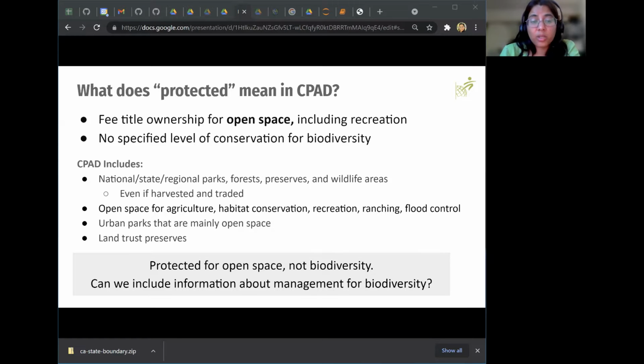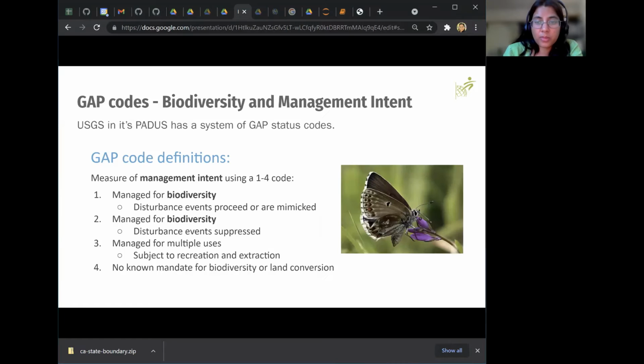So the question is, can we include information about management for biodiversity? We think yes, especially through USGS's system of gap status codes. USGS has a national protected areas database, and gap codes serve as an indicator on a scale of 1 to 4 about the management intent for the land.